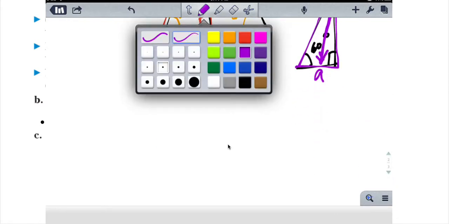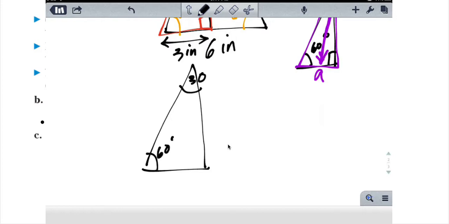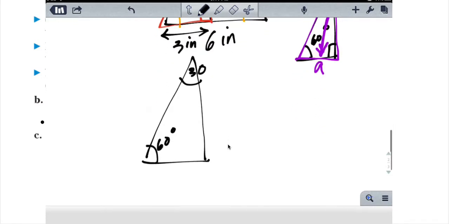If this is my right triangle again, and this is 30 degrees, and this is 60 degrees, and this is, what measure did I put? 6 inches, and this is 3 inches. What is the relationship of the shortest side and the longest side?